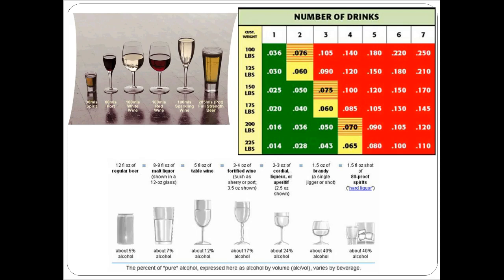This is not really all that important, just in case you're curious about weight and what generally you'd be looking at as far as how much alcohol you have to consume to get to what blood levels.